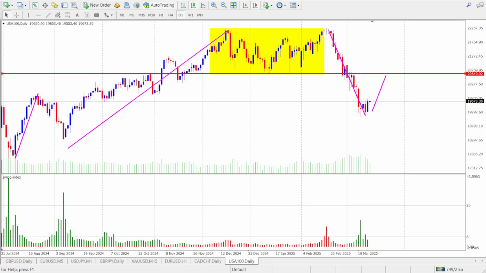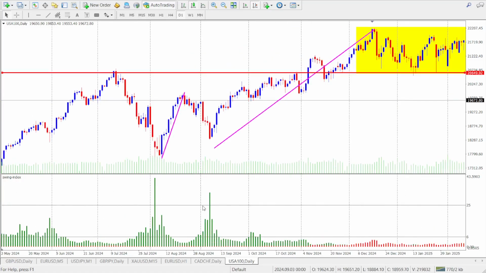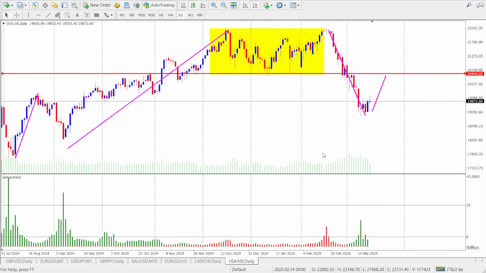So by adding the swing index indicator to your trading toolkit, you can make better informed decisions, confirm trends, and identify reversals before they happen. Okay?